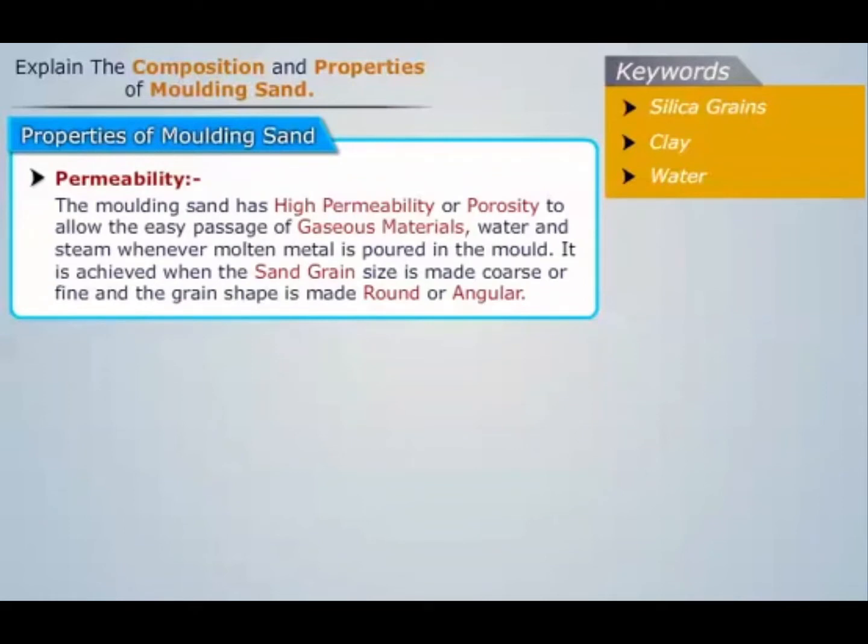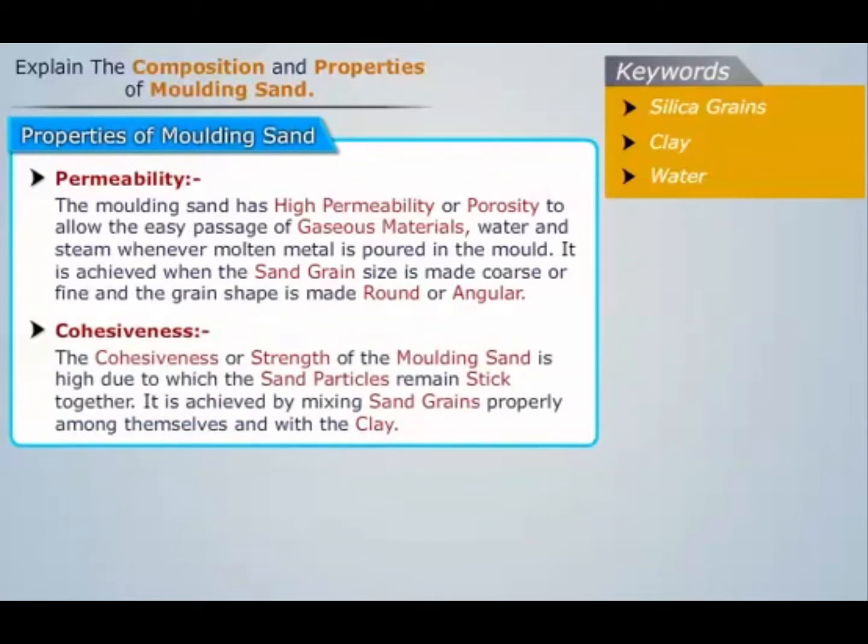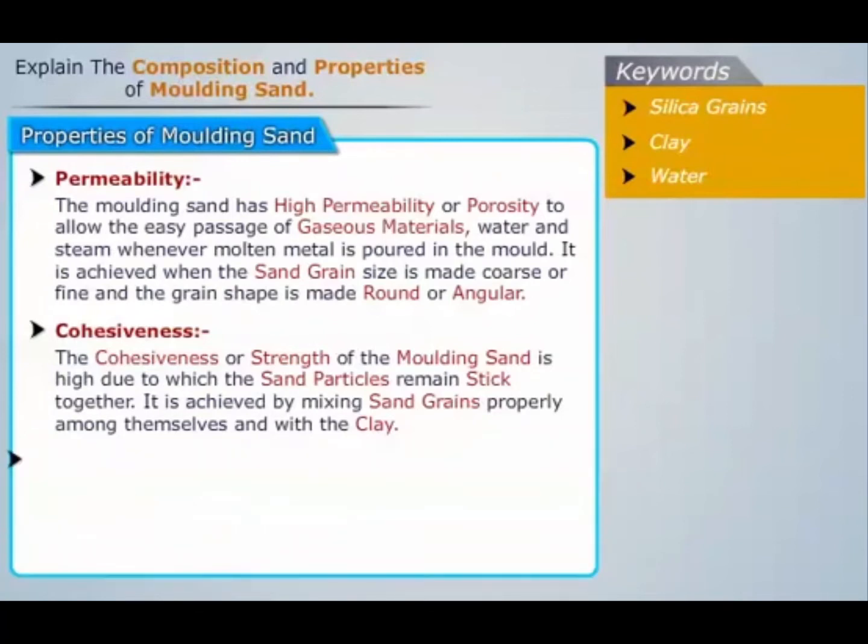It is achieved when the sand grain size is made coarse or fine and the grain shape is made round or angular. Cohesiveness. The cohesiveness or strength of the molding sand is high, due to which the sand particles stick together. It is achieved by mixing sand grains properly among themselves and with the clay.